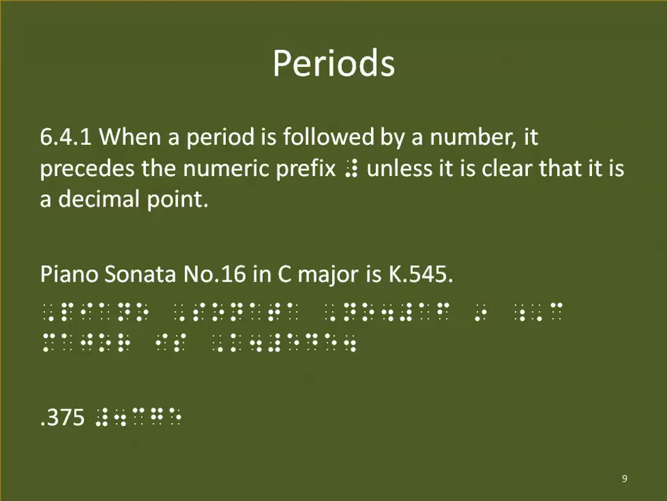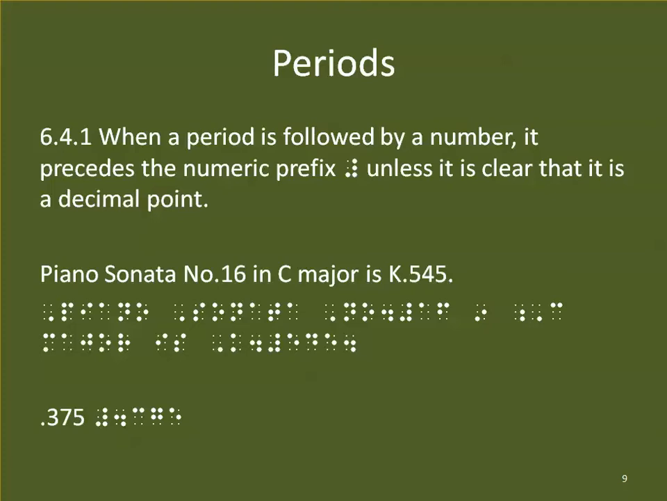When a period, or decimal point, is followed by a number, it precedes the numeric prefix, that's 3456, unless it is clear that it is a decimal point. So in the first example here, we have piano sonata number 16. Obviously, that's not point 16. That period belongs to the abbreviation for a number. So that then is treated as a period outside of the numeric mode set by the numeric mode indicator.